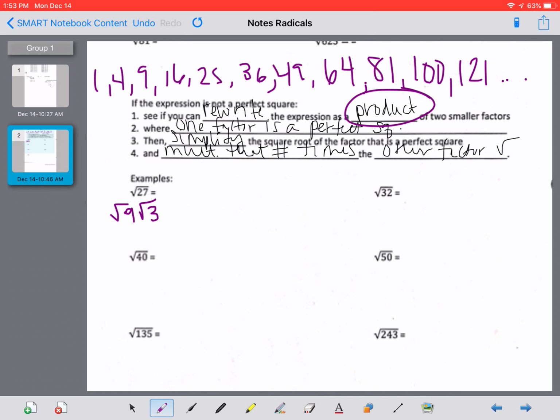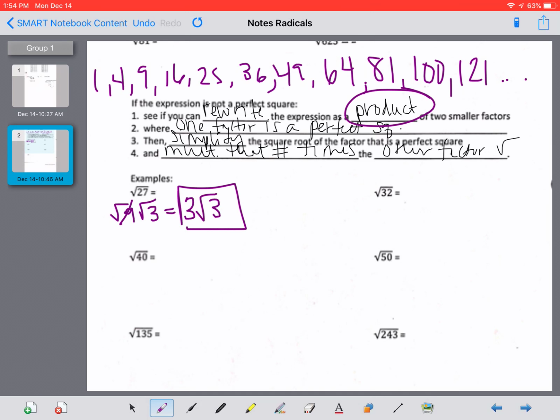Once you've rewritten it as a multiplication problem, then you simplify. So you ask yourself, what is the square root of 9? Well, that's 3. And you ask yourself, what's the square root of 3? Well, I don't know, because it's not on my list of purple numbers at the top. So our final answer then is 3 square root 3.